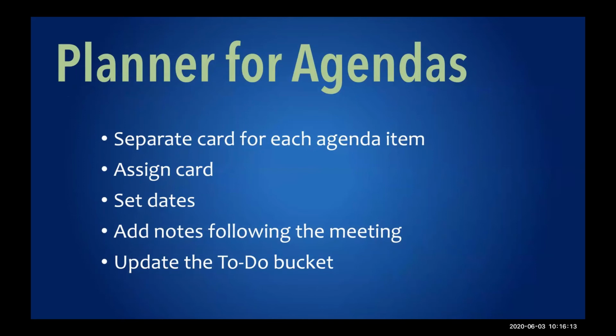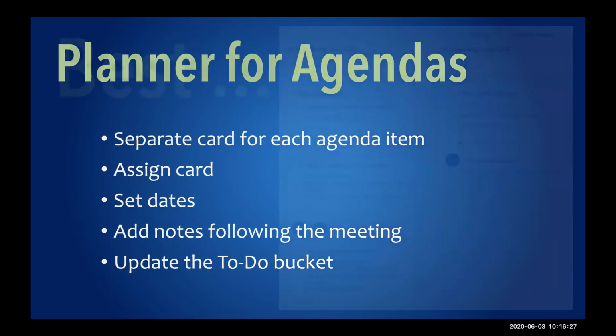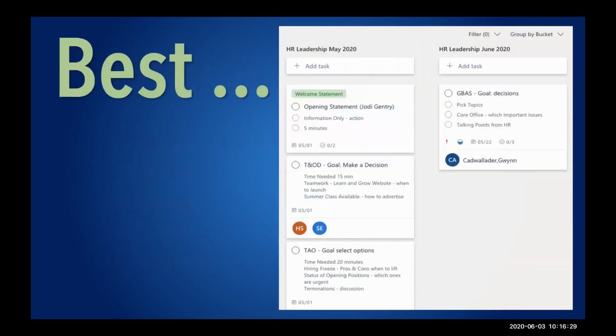And then you can also set the date. So it'll be the date for whatever meeting you pick. You can add notes to the card following the meeting. And you can also set up your planner to have a to-do bucket, which would look something like this. So this is for a leadership meeting in HR, and you can see we have May and June as our buckets.